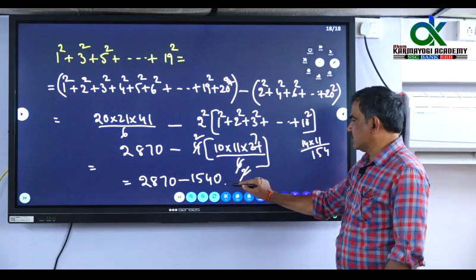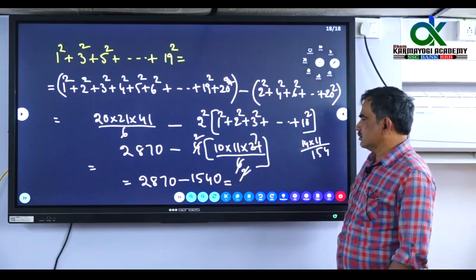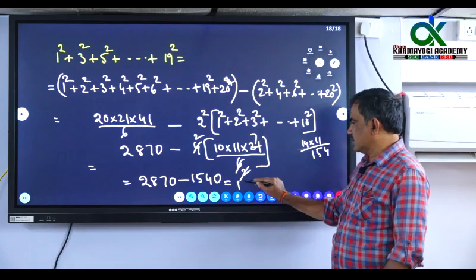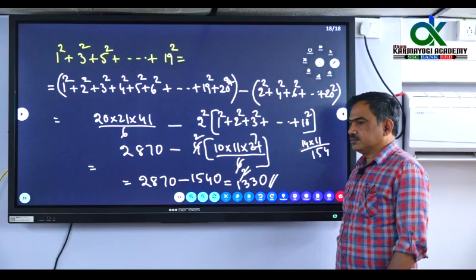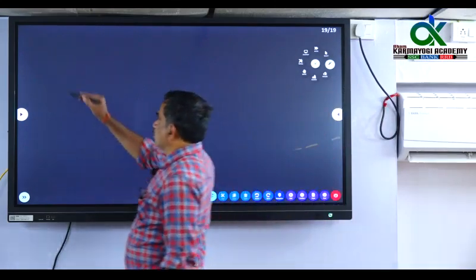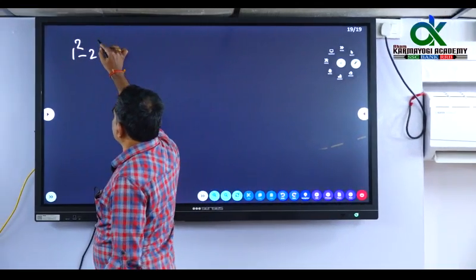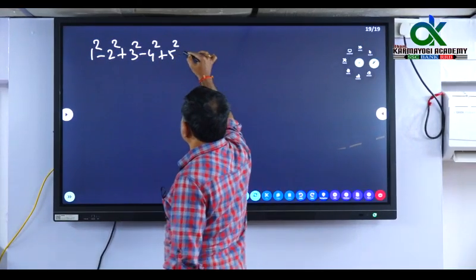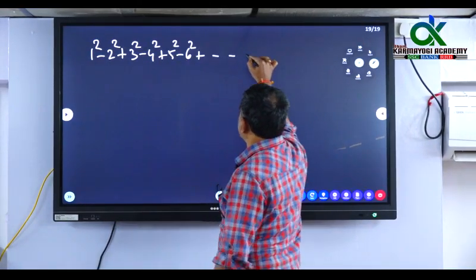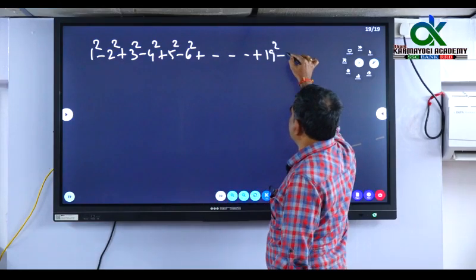Then what is the answer for this question, please? I think the answer is 1330. Is it right? What is 1 square minus 2 square plus 3 square minus 4 square plus 5 square minus 6 square plus, and so on, 19 square minus 20 square?